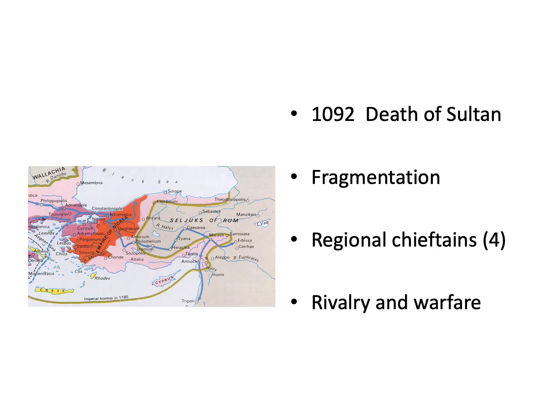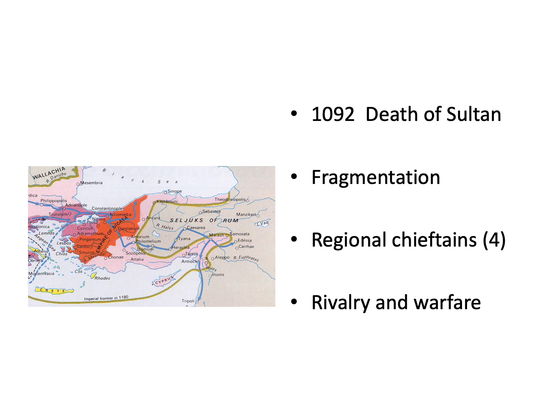In 1092, that sultan who had unified these Seljuk Turks actually dies. And instead of a single successor, you have fragmentation into four real regional chieftains. And they are constantly fighting back and forth. There's a lot of rivalry. There's a lot of alliances back and forth. A lot of instability here in the north. And that's going to be key to what the Christians are going to encounter when they come in.